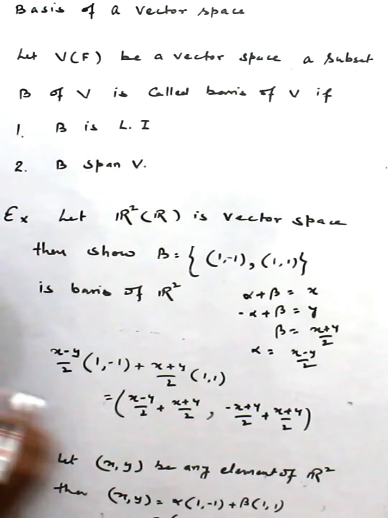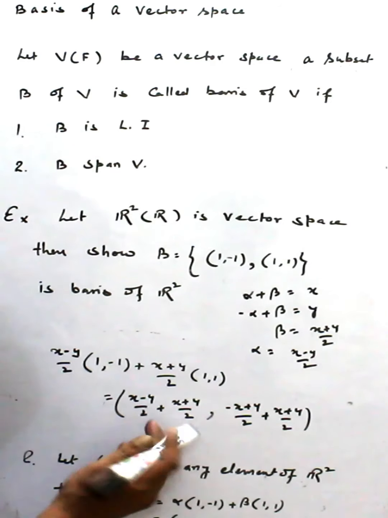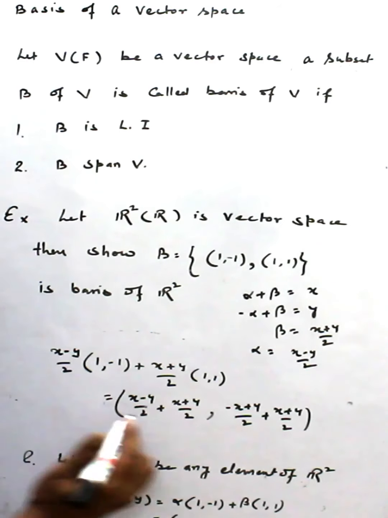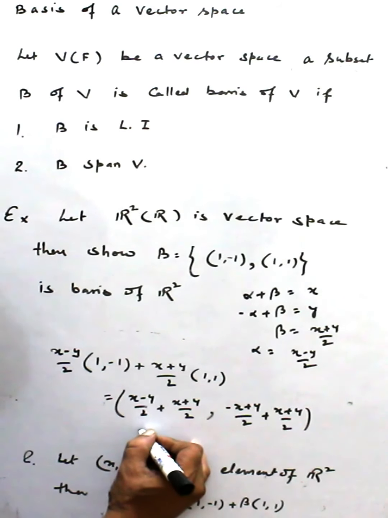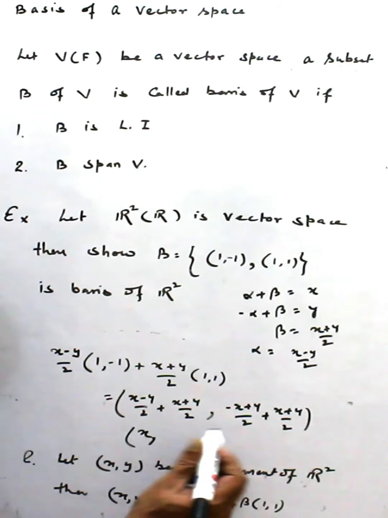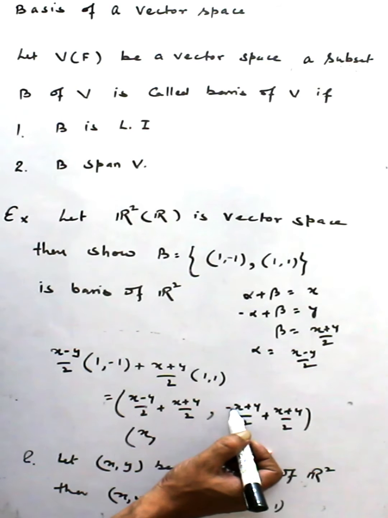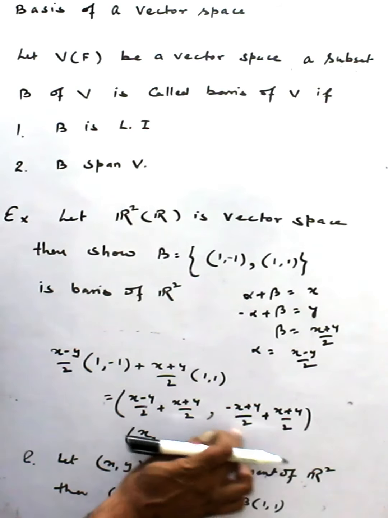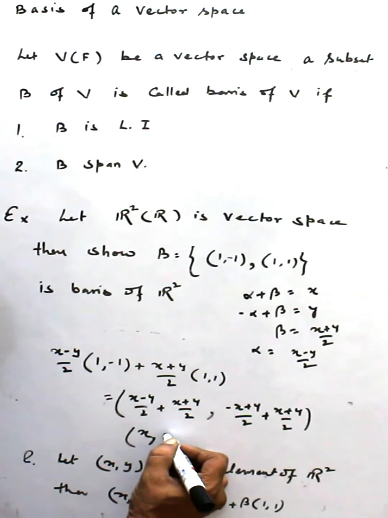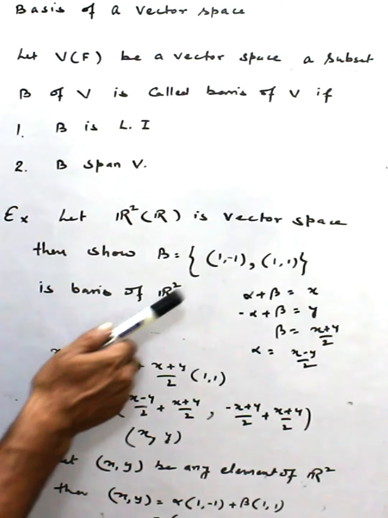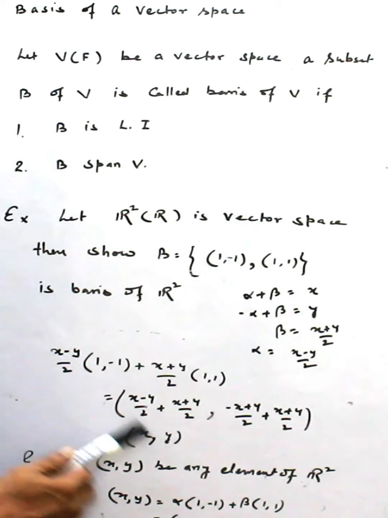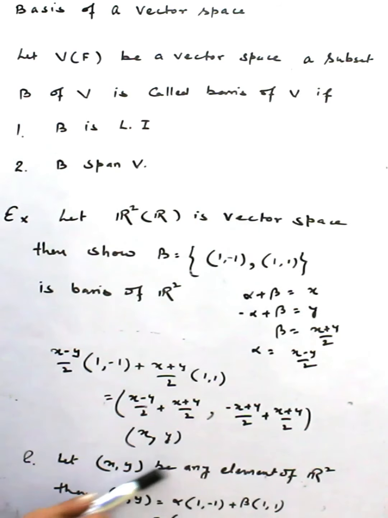What happened? Definitely this y will cut. So x by 2 plus x by 2, that means this is x, comma, this x cuts with this x because the denominator is the same. So this becomes y. See, this linear combination of these vectors forms any element (x, y) of R square. So this is, you can say, a basis.